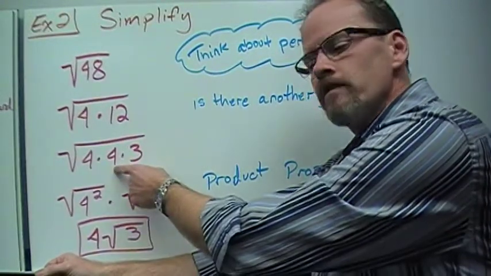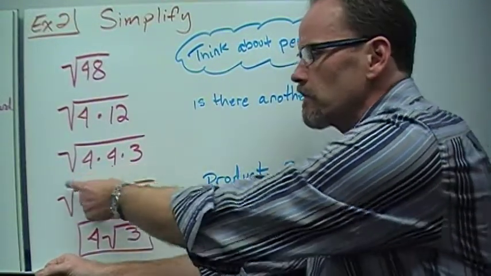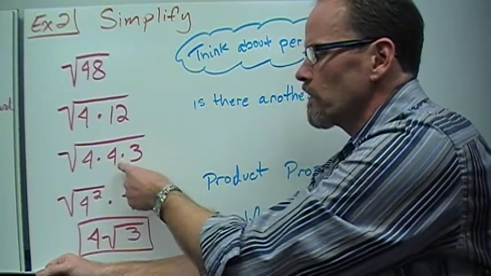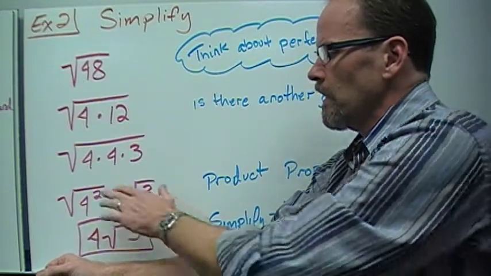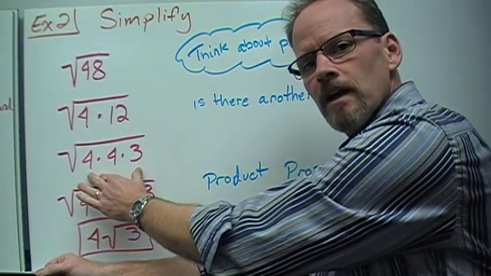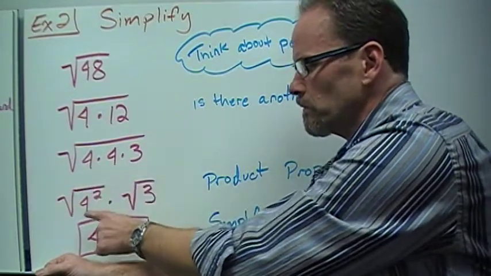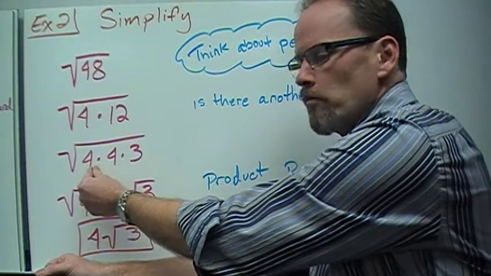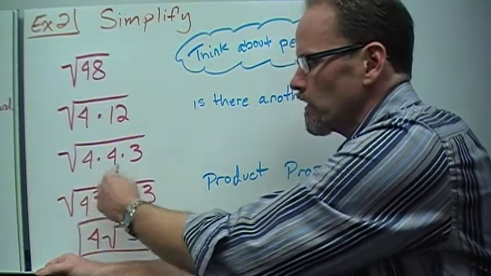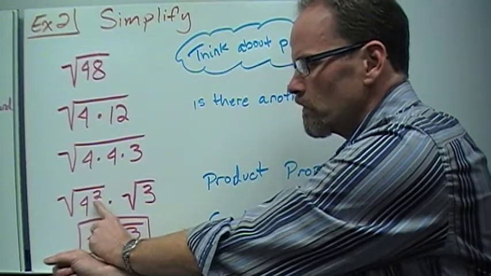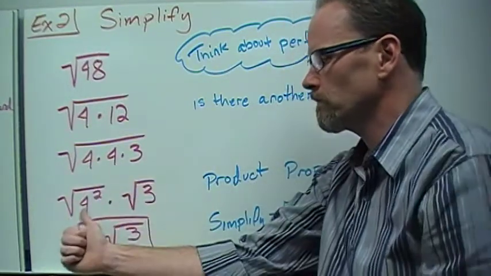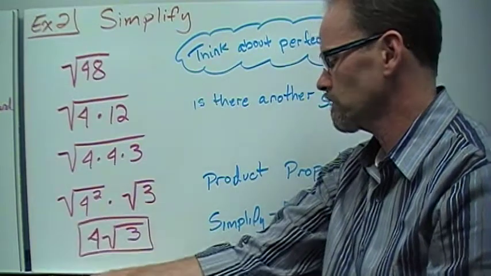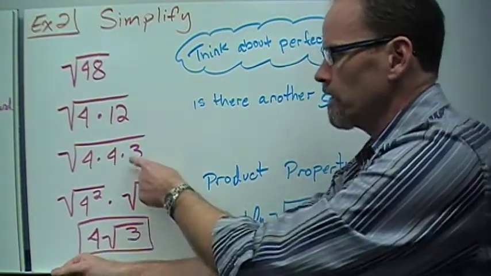So another perfect square I can bring out right here, and I can rewrite it. 4 times 4 times 3. I would still have 48 at the top. And now I can take this, and I'm going to rewrite it with the product property and also combining those two 4's. 4 times 4 is the same as writing 4 squared. So the square root sign comes down, square root, 4 squared times, using the product property, the square root of 3.